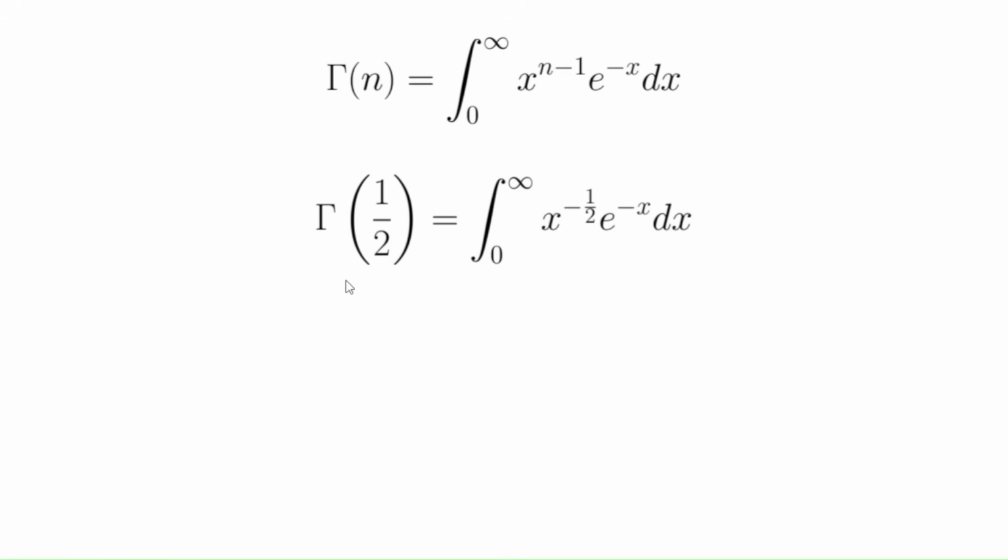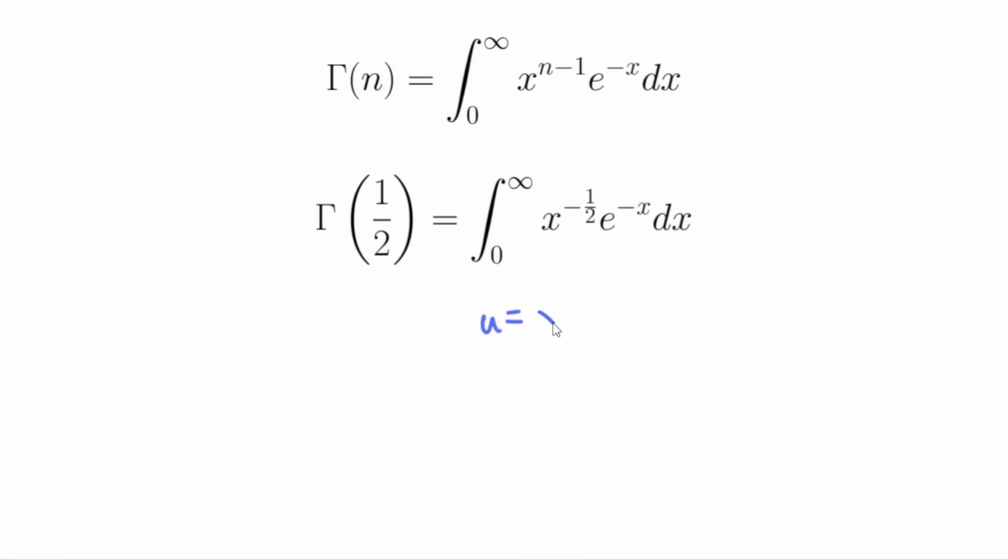So we'll first figure out gamma of 1/2. Now here's our definition of gamma, and we're going to plug in 1/2 for n. So notice we get x to the negative 1/2 power here. Now how do we evaluate this integral? Well, it turns out we can do it with a simple u substitution. In fact, not even integration by parts, just a u substitution. But it's not obvious what the u should be.